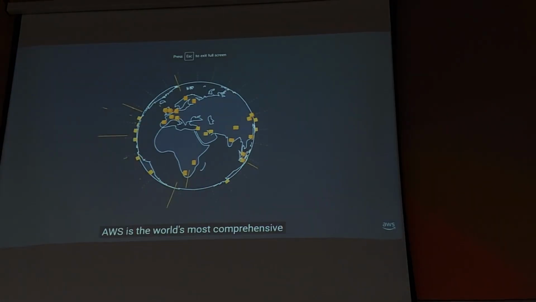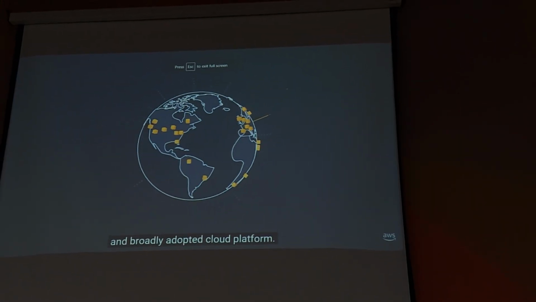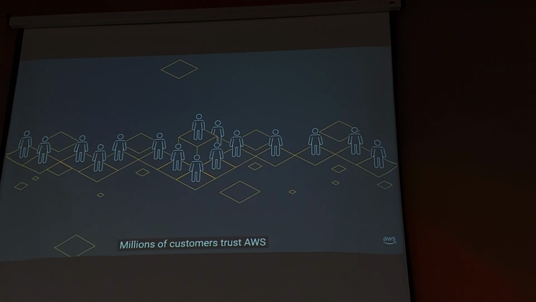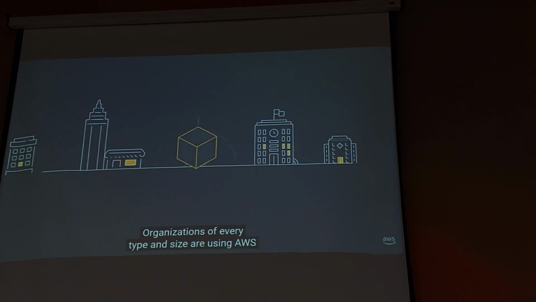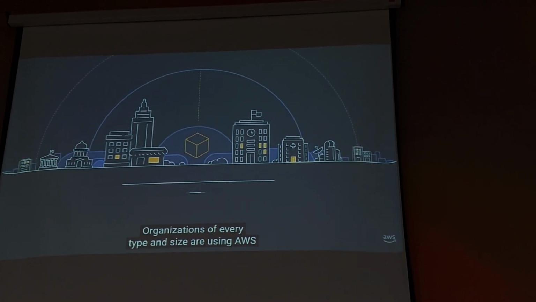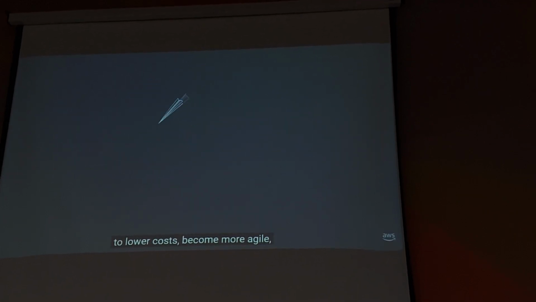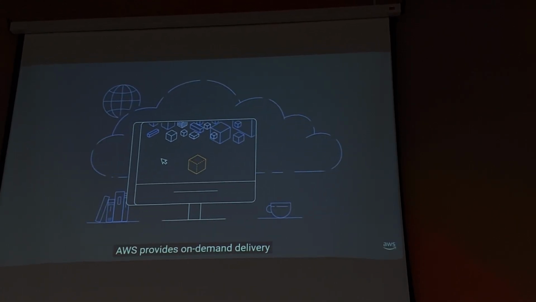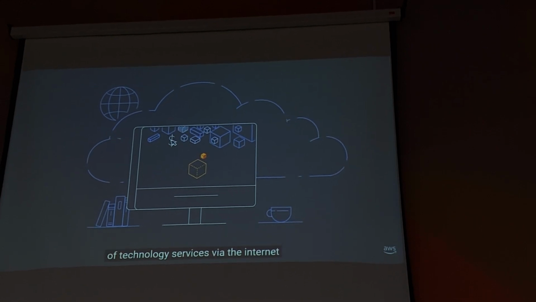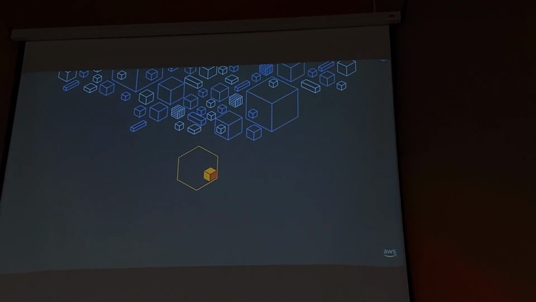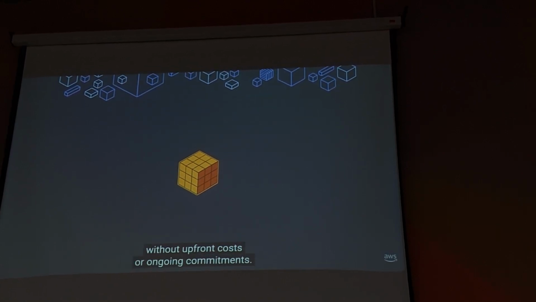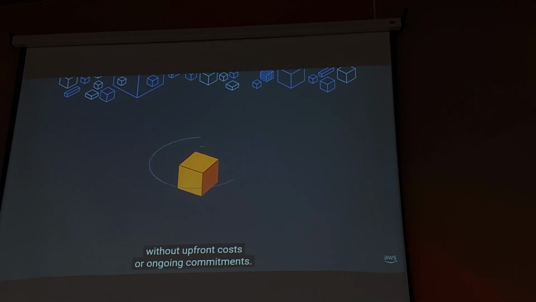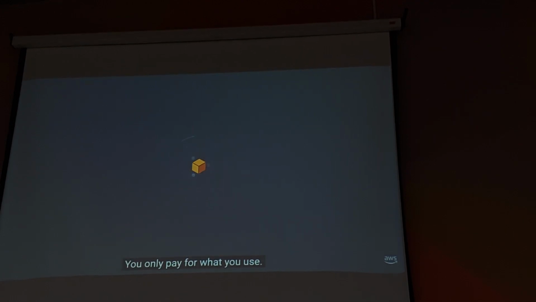AWS is the world's most comprehensive and broadly adopted cloud platform. Millions of customers trust AWS to power their infrastructure and applications. Organizations of every type and size are using AWS to lower costs, become more agile, and innovate faster. AWS provides on-demand delivery of technology services via the internet with pay-as-you-go pricing. You can use these services to build and run virtually any type of application without upfront costs or ongoing commitments. You only pay for what you use.